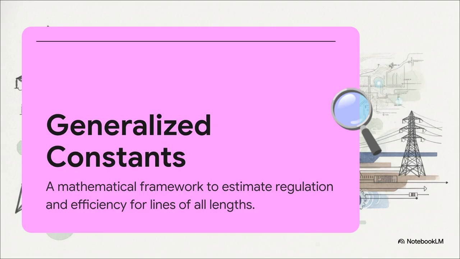It's used to estimate voltage regulation and power efficiency for basically any network, completely regardless of its length or its configuration. So instead of worrying about which specific internal model was used on a certain stretch of line, engineers can just plug the final network values into these four constants to evaluate how the overall transmission line is going to perform from end to end.